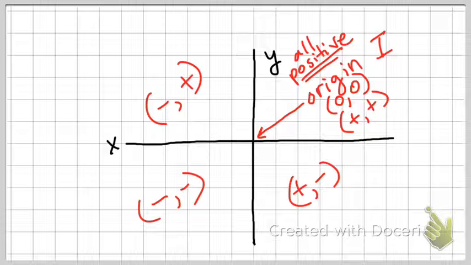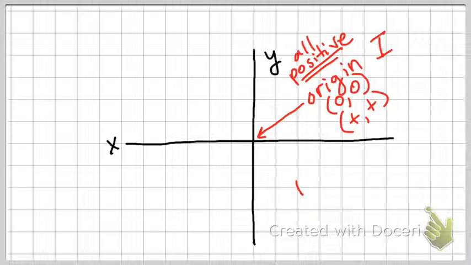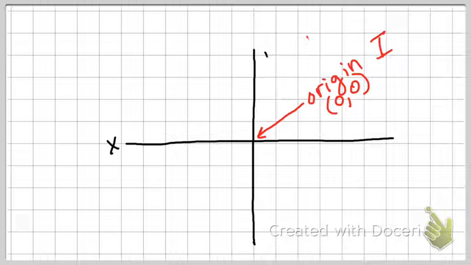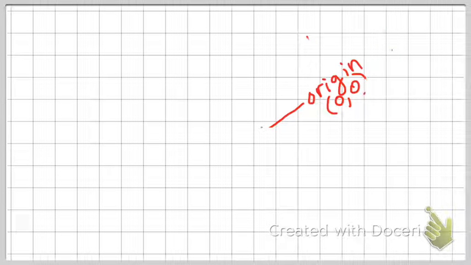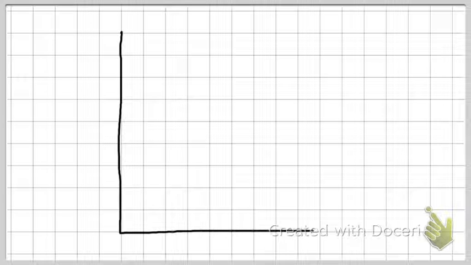Now, since we're going to work in quadrant 1, we don't really need all of this. Let me just go ahead and erase all of this here. Let's make our coordinate plane look a little bit different, where we only show quadrant 1, and this is basically what we're going to be doing a good part of this year. We only work with quadrant 1 like this.